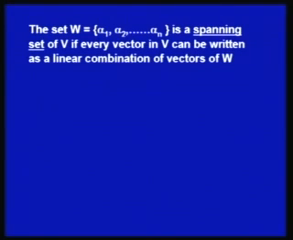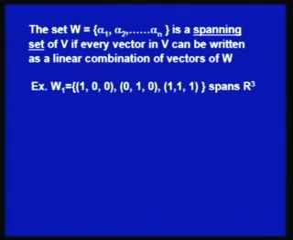of W. For example, W1 consisting of three vectors 1 0 0, 0 1 0 and 1 1 1 spans the vector space R3. You can check that all the vectors in R3 can be expressed as a linear combination of these vectors 1 0 0, 0 1 0 and 1 1 1.